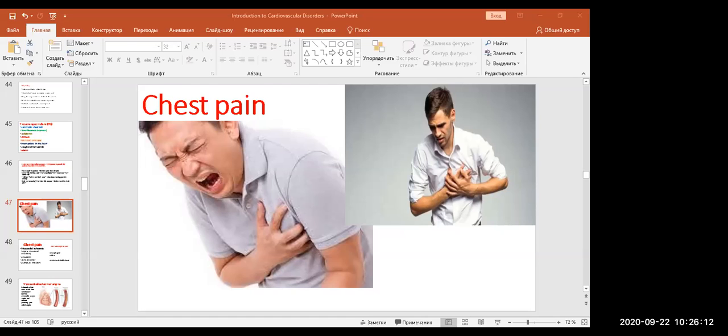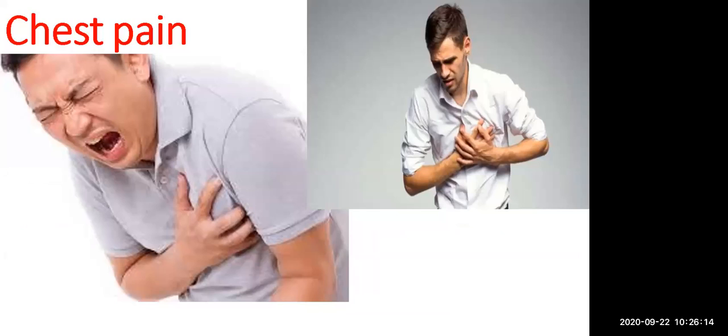Okay, you see the pictures. You see the two different pictures. They both have chest pain, but you can say one of the men has very bad chest pain. This is the man, not so bad.